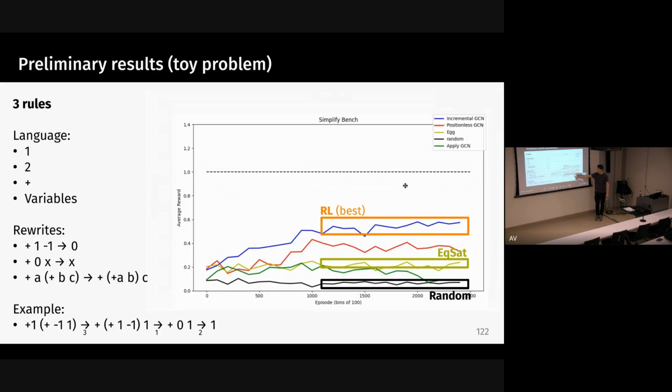So first, for that case, random is terrible, because now there are 3 choices, much harder to, by accident, get the right sequence. Exact is much worse than before, again, because there are 3 choices, harder problem. But with the incremental representation here, we see that actually reinforcement learning gives us something that is better than equality saturation. Not yet what we want. We'd like to be here, but this is going in the right direction.